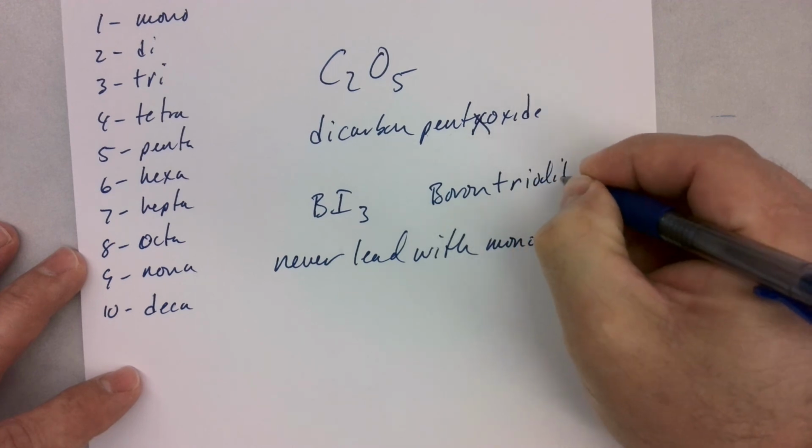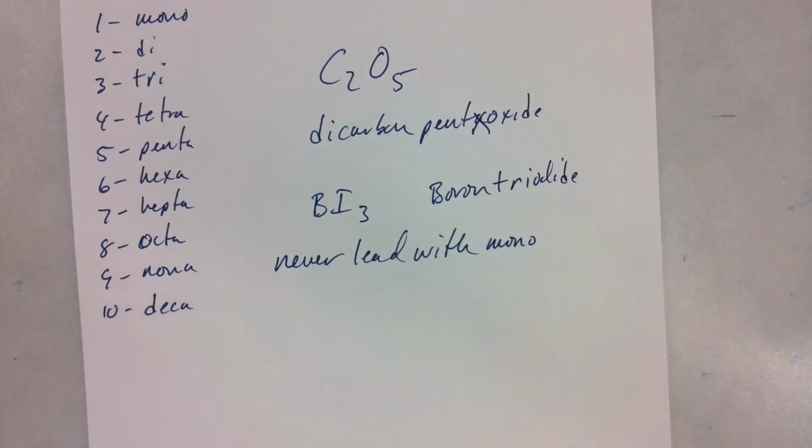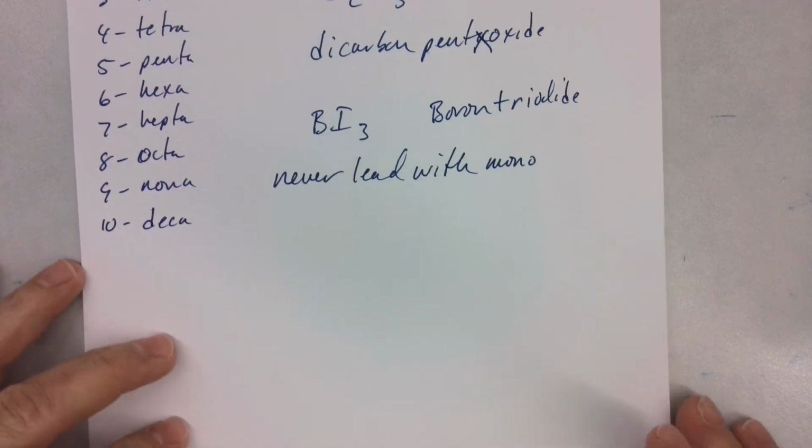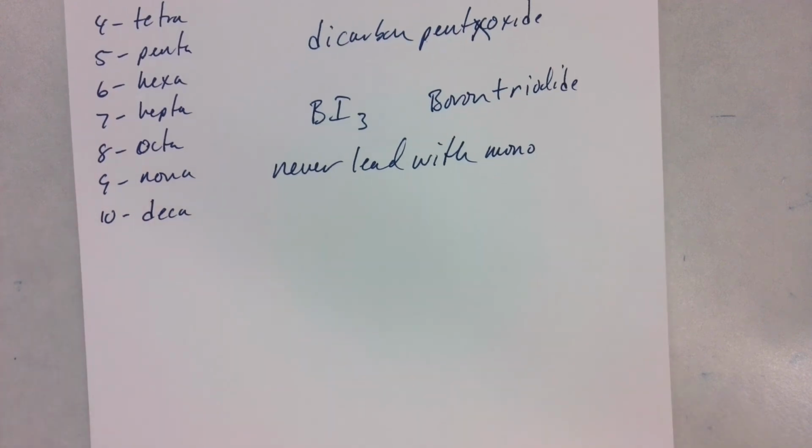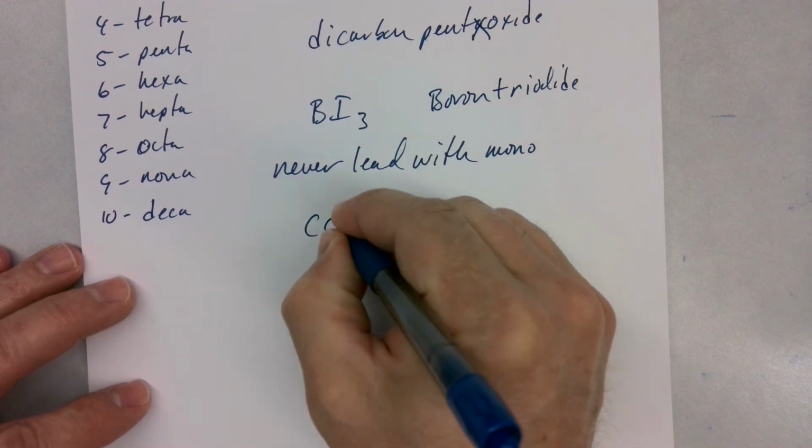Triiodide. Not triodide, because then I got that double, you know what I'm saying? It's just boron triiodide. Okay? Now, if mono's in the middle, then I use it. Like we should all be familiar with this, right?